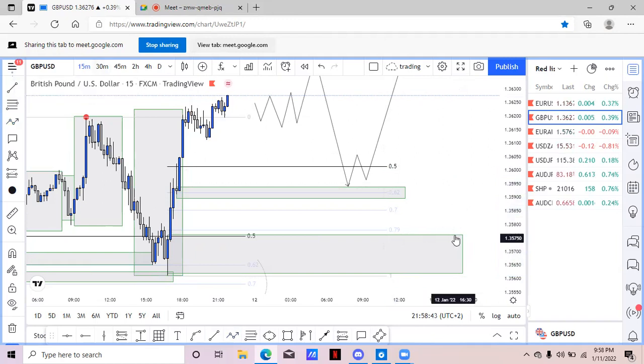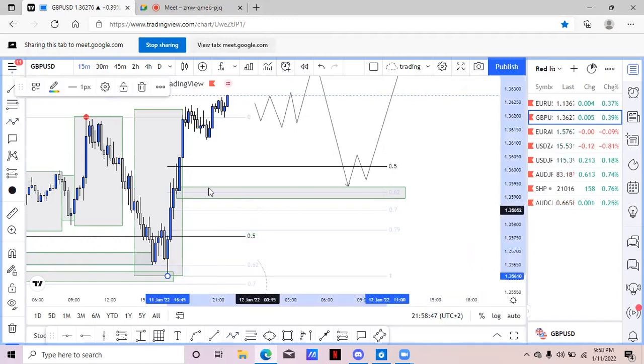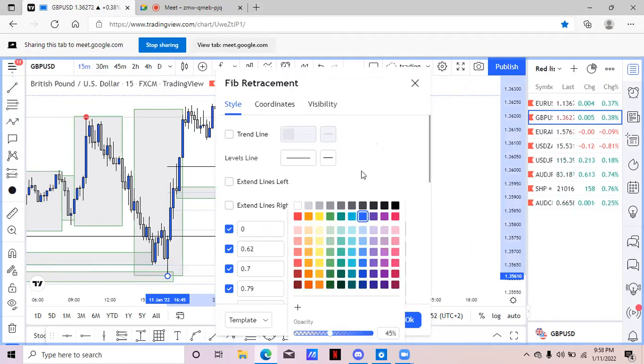Let me delete this. Let me just increase the color for now.